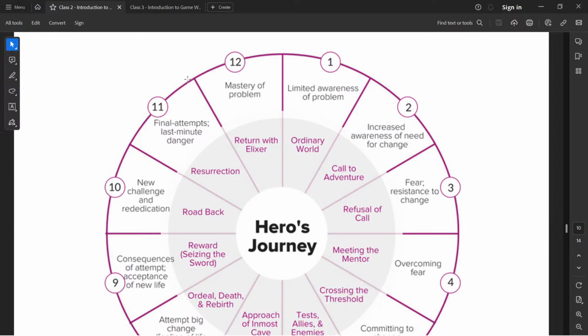And then you have the call to adventure. The hero starts off in a very mundane situation, a situation of normality, from which some information is received that acts as a call to head off into the unknown. It's something that initiates the journey, like someone asking for help, or something happening in your life, and then you respond to it. That would basically be the call to adventure.